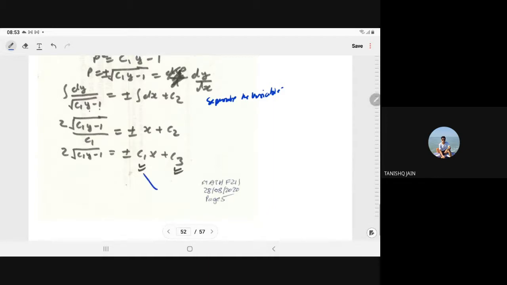So here you can see we have two arbitrary constants, because our equation is a second order differential equation, so we require two arbitrary constants in the solution. So that's all. Yes, we have c1, c2, and c3? No. See, here c3 is c1 into c2. So the arbitrary constants are two only.